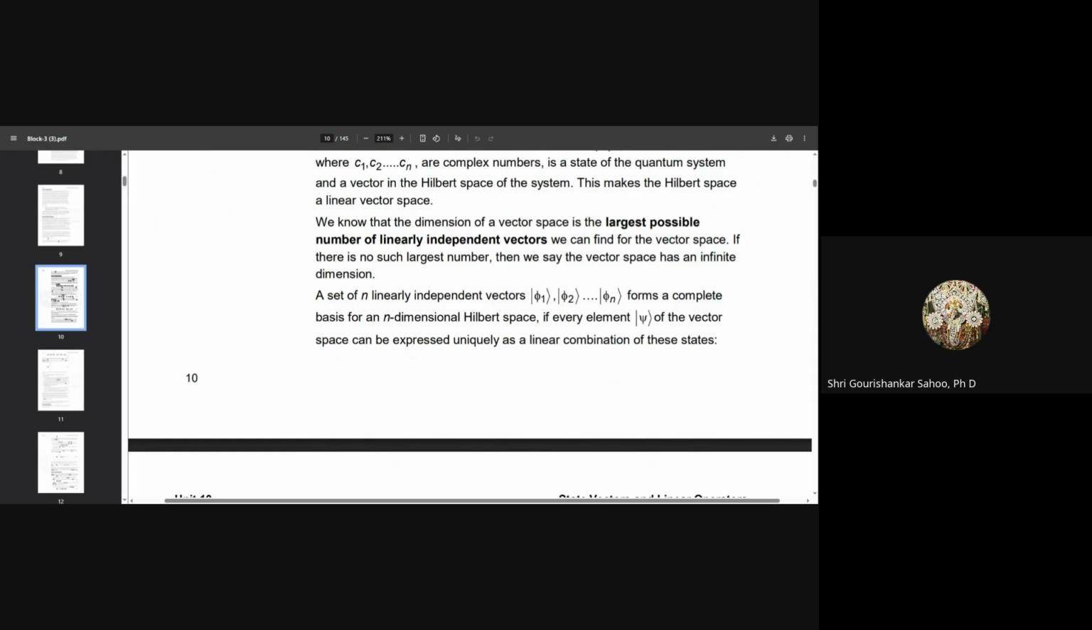And the dimension of a vector space is the largest possible number of linearly independent vectors you can find for the vector space. If there is no such largest number, then we say the vector space has an infinite dimension.